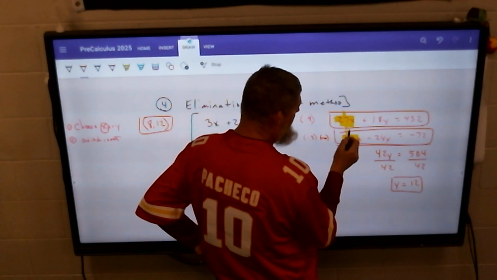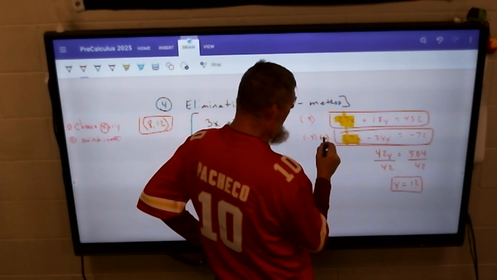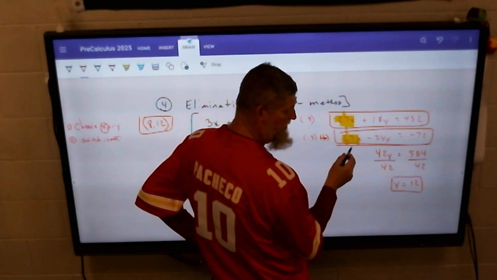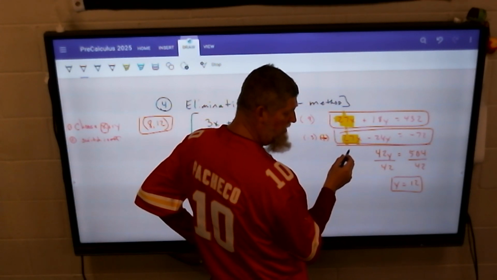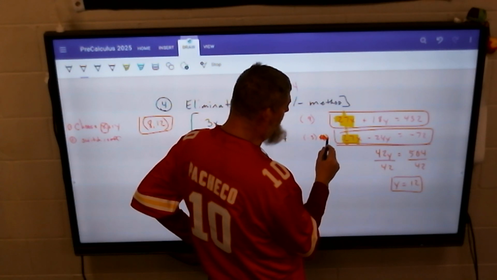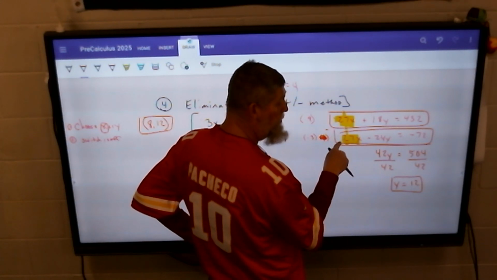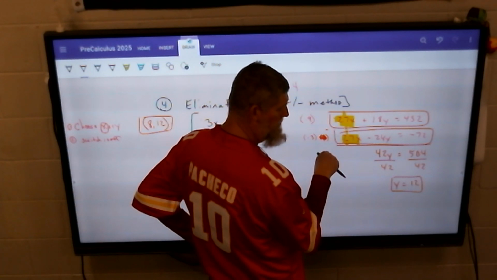Now here's the reason why. Because the 27x and the 27x are the same sign, right? They're both positive. So if I added them, what's 27x plus 27x? 54. They don't eliminate. So I want to do whatever operation gets rid of them. So 27 minus 27. If one was negative, then I would add them.